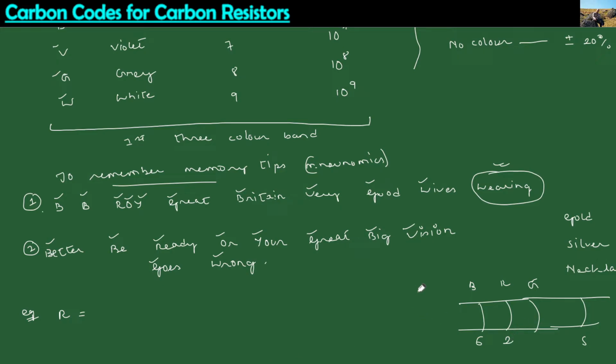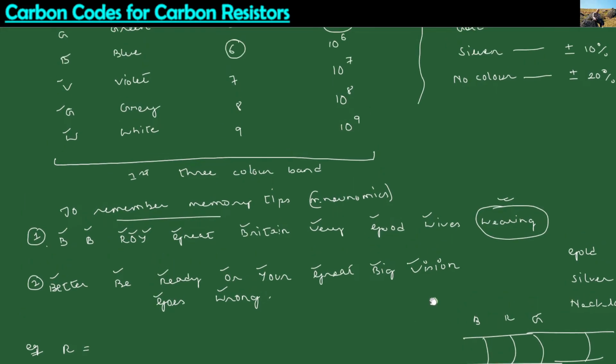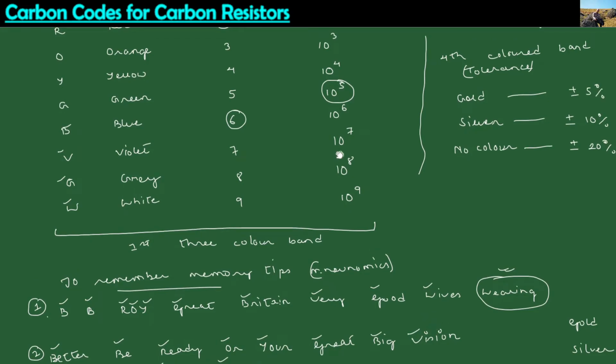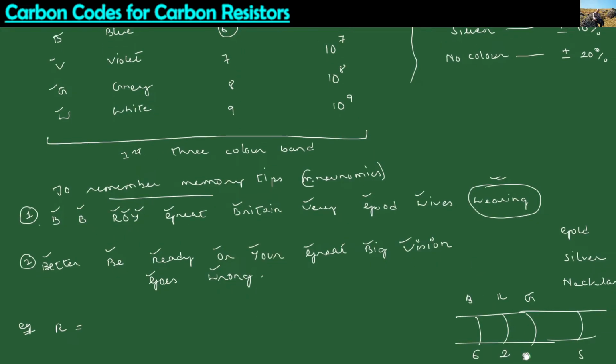Then green. Green will be 10 to the power 5. So over here, this value of green will be 10 to the power 5. And this silver tolerance is plus minus 10%. So from here, the first two digits indicate the color bands. So you have to write it in this way.